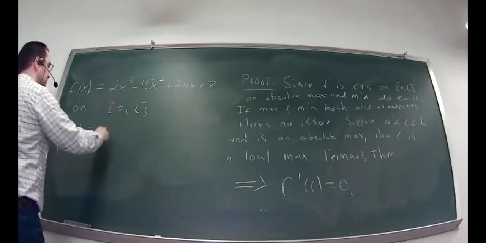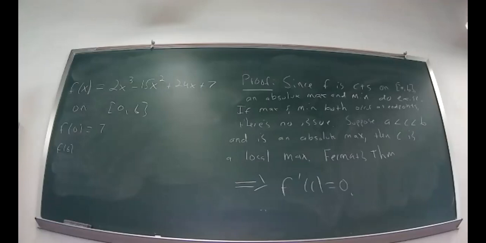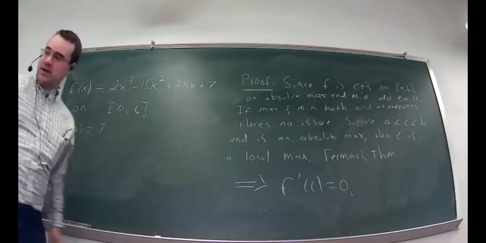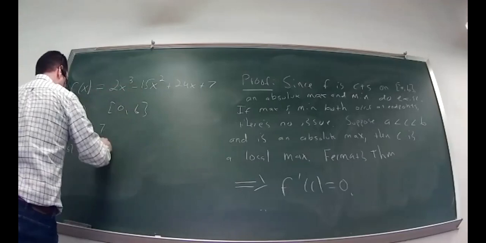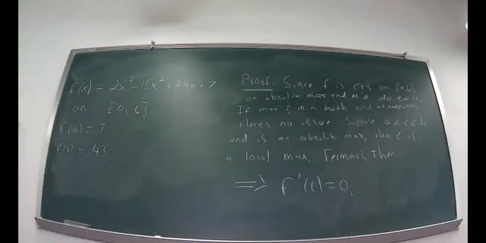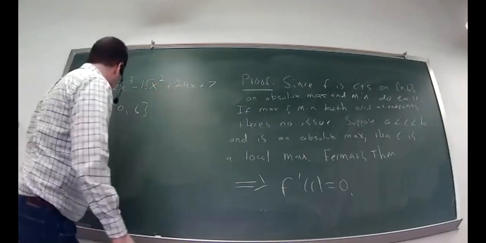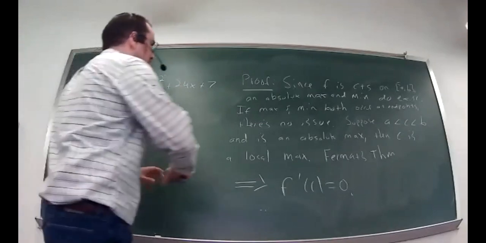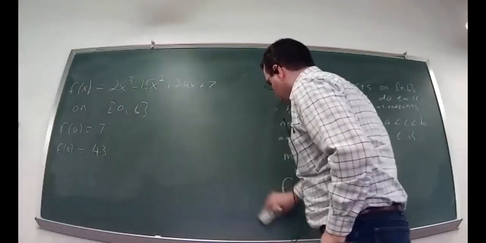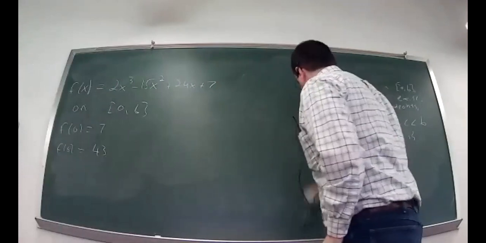F of 0 is equal to 7. And f of 6 is equal to whatever it's equal to. You would plug that in using a calculator. I'm just going to check the book for the answer there. It's 43. I'm not going to take 4 minutes to plug this in. You can verify plugging in the number 6 gives you 43. The next thing we have to do is check the critical points, and we'll just look and see what's the biggest.